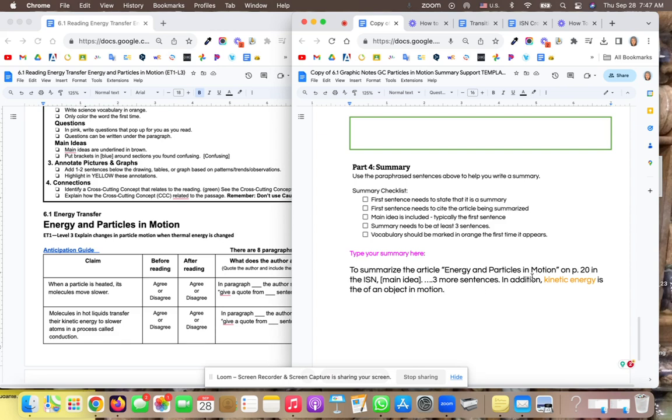and then give us at least 3 sentences for 6th grade. 7th and 8th grade have different recommendations and requirements in terms of length, and then vocabulary in orange. Thinking about transition words to make your writing flow better. Once again, watch some of those other videos to kind of help you out.